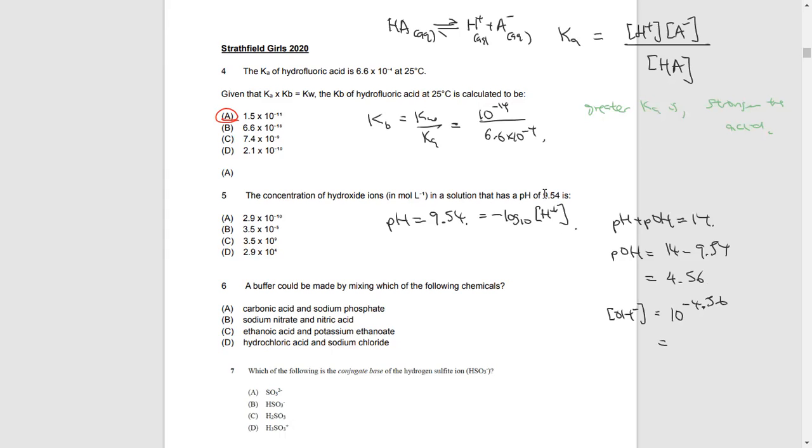Which is 2.75. That is interesting. If the pH is 9.54, then it should have been 4.46. 4.46, giving you an answer of 3.47 times 10 to the minus 5. So that then means B is the answer.